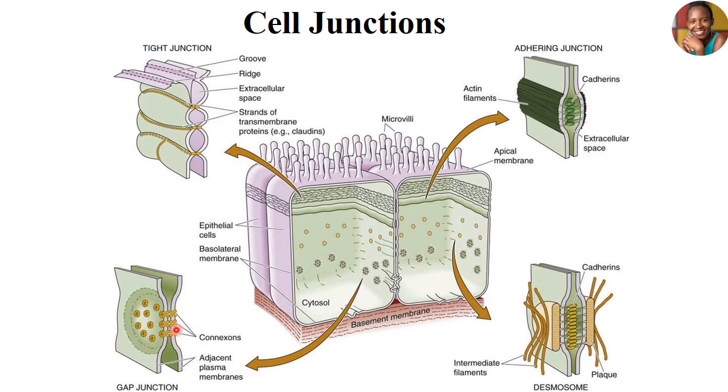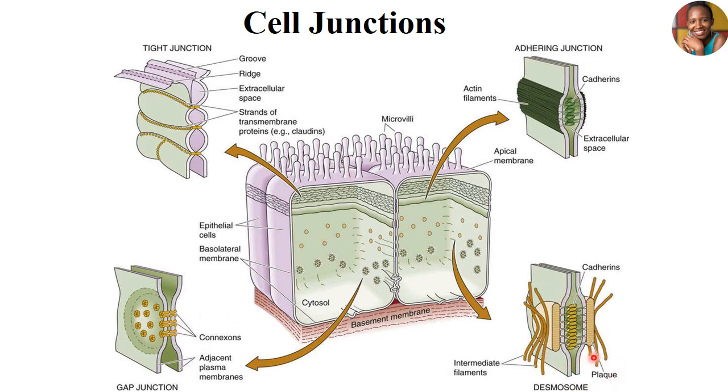Then we have the second type of junction that is known as gap junction. So the gap junction, just like the name says, gap, it allows spaces in between the cells, and it also allows materials to cross. And they have a special connection between them known as the connexons. So this is gap junction.